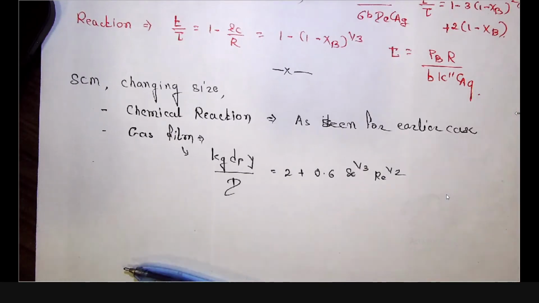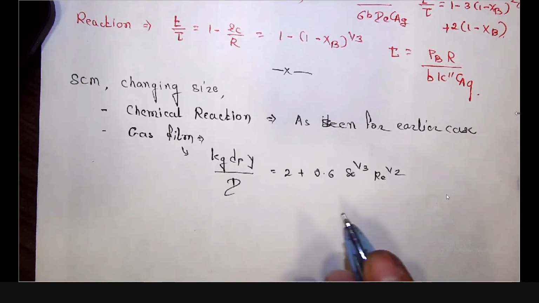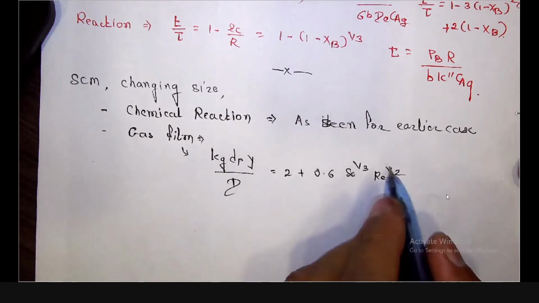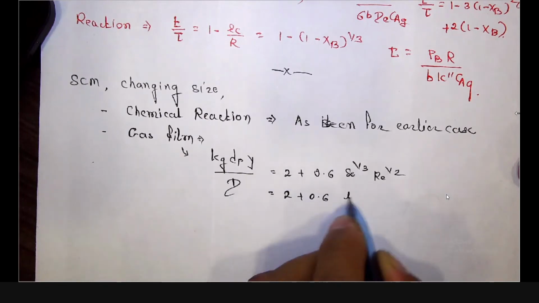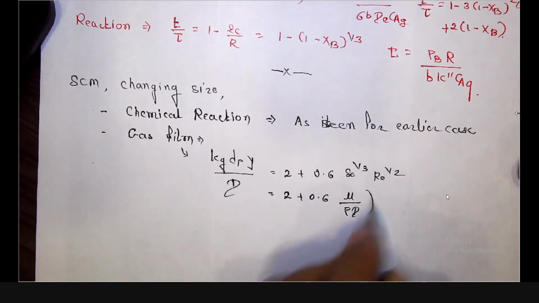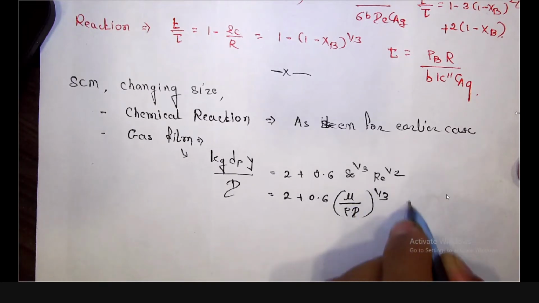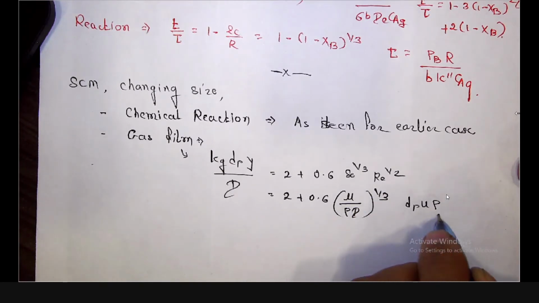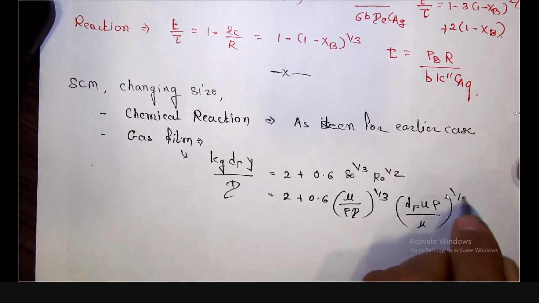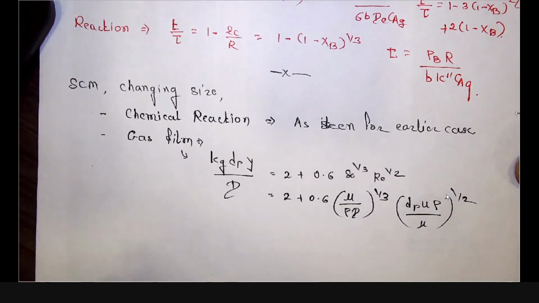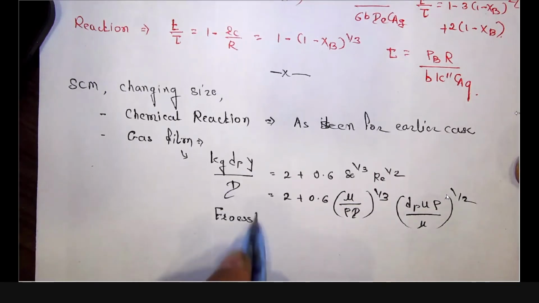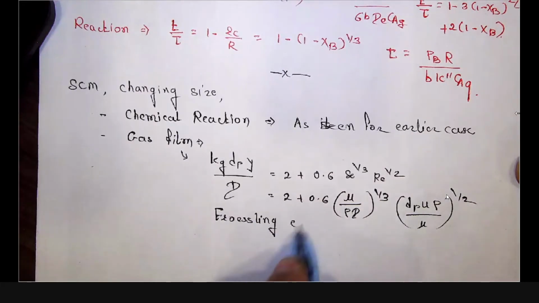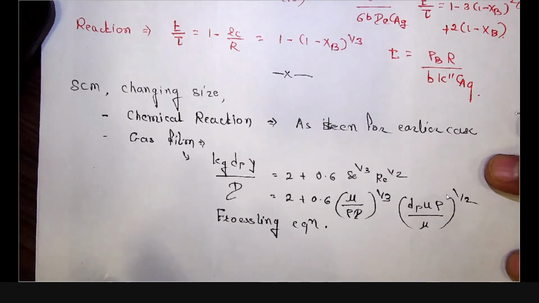Free flowing, free falling solids are equal to Schmidt number, Reynolds number, particle Reynolds number. Remember this. So this is the equation we generally use, and this is called the Frössling equation. And this is for free falling solids.